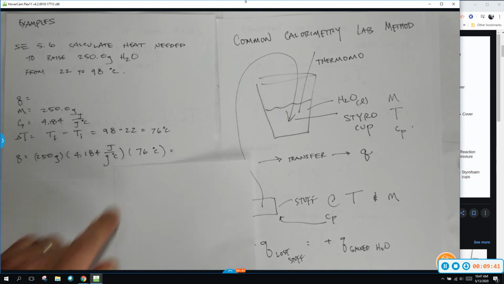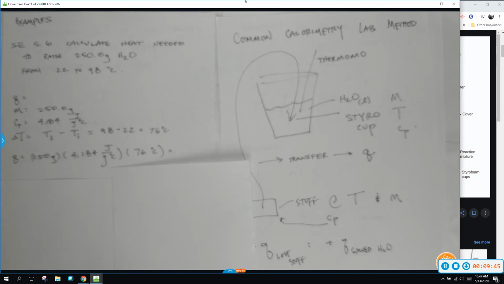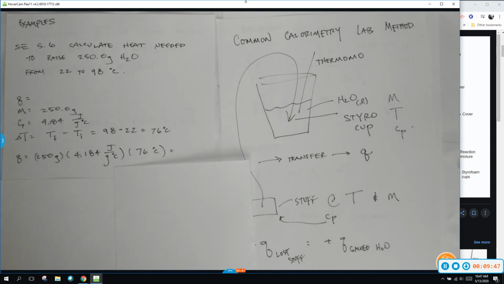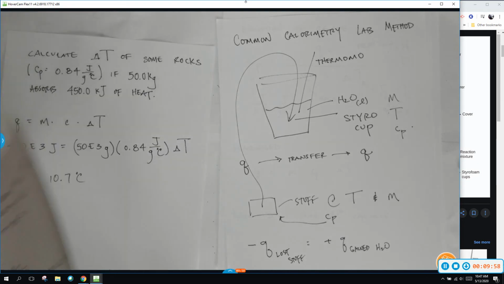And then when you multiply those together, go ahead and pause now and try it on your calculator. All right, hopefully you got about 7.9 times 10 to the fourth joules. Second example problem.